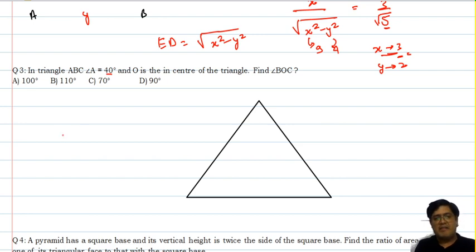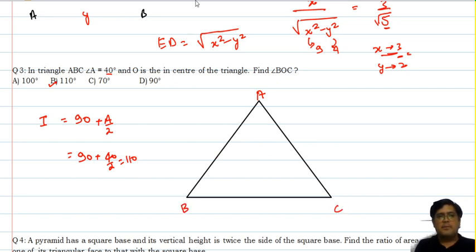If you are aware of this formula, the angle at the incenter is 90 degrees plus half of the opposite angle. So here it is 90 plus half of 40, that is 110. That is the answer, option B. Now what is the origin of this formula? Once you understand that, you don't have to mug up this formula. You can simply recall this formula very efficiently.